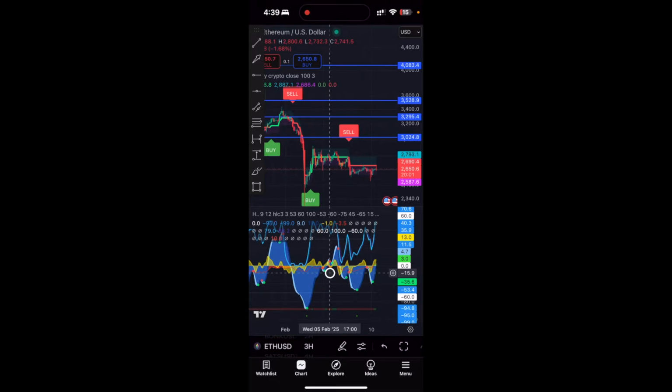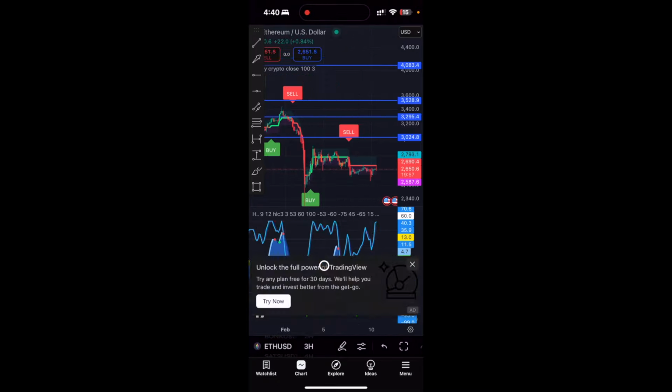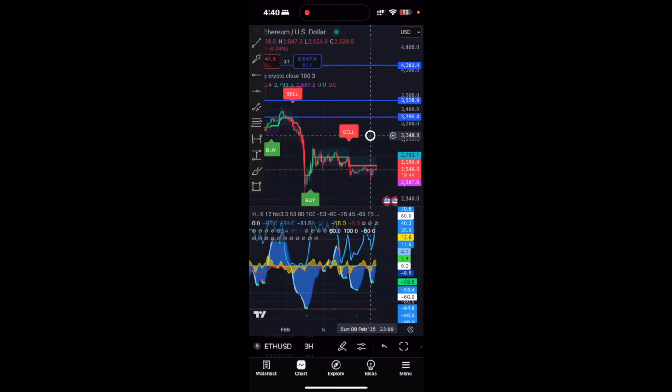So this indicator is for futures trading, not really for spot trading, but you can also use it on both spot trading and futures trading as well. So you don't need a premium subscription for these indicators. I mean, you can just use them the way they are right now.